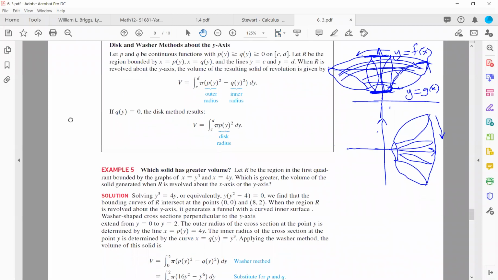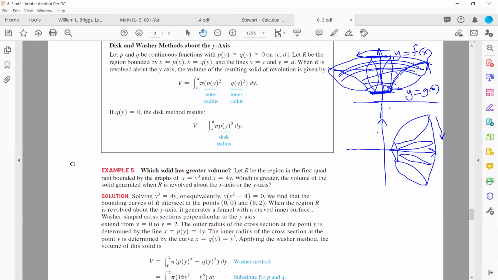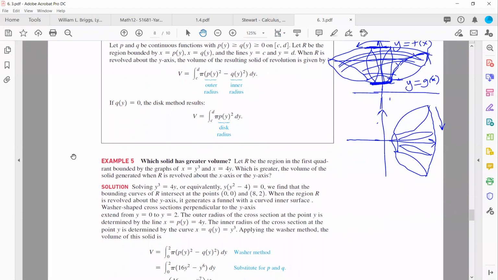Example: which solid has greater volume? Okay, perfect. Let R be the region in the first quadrant. Let us circle this one to make sure we don't forget about the first quadrant. Bounded between x equals y to the third and x equals 4y. Which is greater: the volume of the solid generated when R is revolved about the x-axis or the y-axis? So we're going to compare these two.